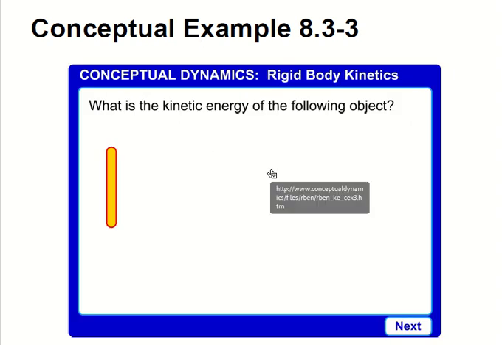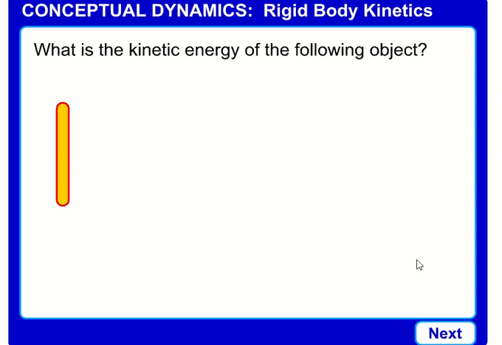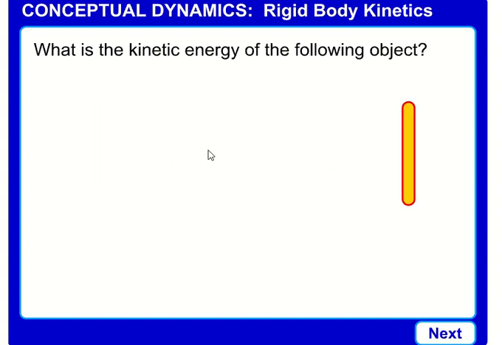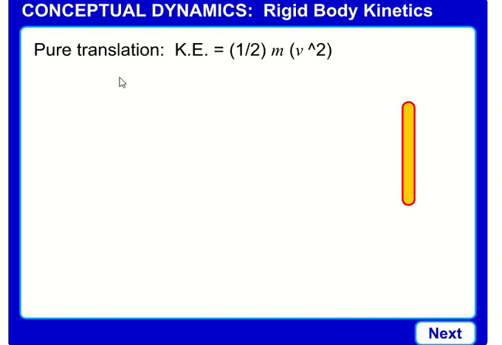Then we will go to this 8.3-3 interactive. What is the kinetic energy of the following object? So see, it goes that way and then goes that way. It looks like translation to me. So we define, oh, it's just a pure translation, so we can calculate kinetic energy as 1 by 2 m v squared.